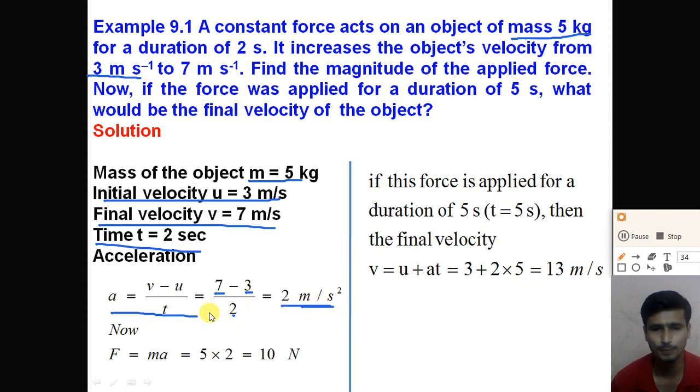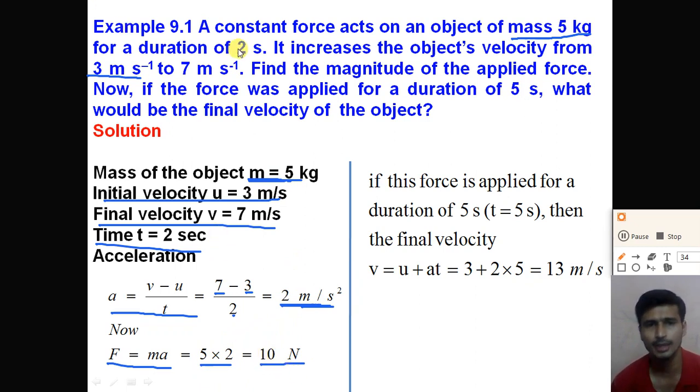Now the formula of Newton's second law, F is equal to m into a. According to Newton's second law, the force applied on the object F is equal to mass into acceleration. Here the mass is 5 kg and the acceleration we obtained is 2 meter per second square. So 5 into 2, we get the applied force on the object is 10 Newton.